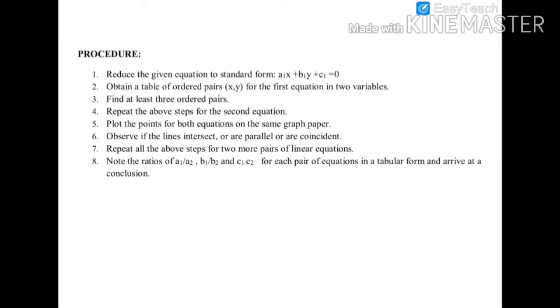Next step is to repeat all these steps for the second and the third pair of linear equations that are given in this activity. After completing the graphs, for each pair of equation find the ratios a1 upon a2, b1 upon b2 and c1 upon c2, and write your observation in a tabular form. Observe the results that you get and then deduce a conclusion.